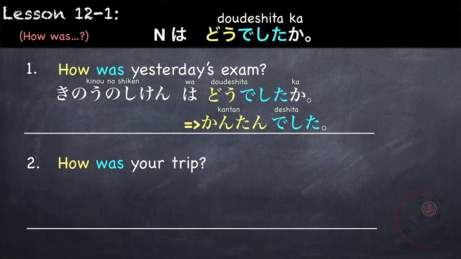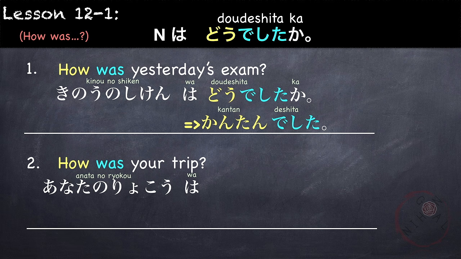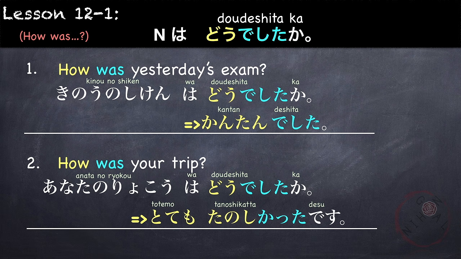Another example, how was your trip? Trip is あなたの旅行 or 旅行は. How was? どうでしたか? あなたの旅行はどうでしたか? とても楽しかったです。とても is very, 楽しい is fun or enjoyable. かった is the past form of was fun. とても楽しかったです。It was very fun, or it was very enjoyable.